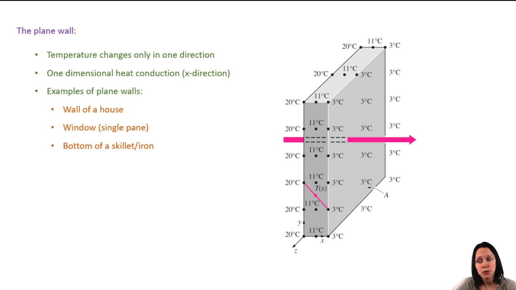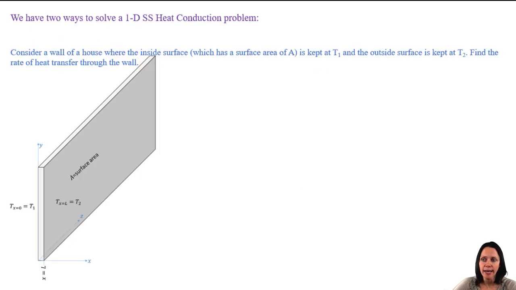Now clearly, if those walls make up the walls of a house, you're going to have some multidimensional effects at the edges of those walls where they join together. But if you're concerned with the big picture of heat transfer through that wall, modeling it as a plane wall is going to be sufficient. So let's take a plane wall where the inside surface is at T1 and the outside surface is at T2. We want to find Q, the rate of heat transfer in the wall.